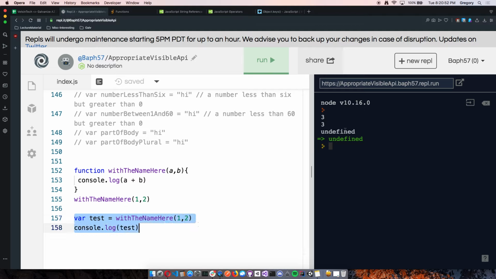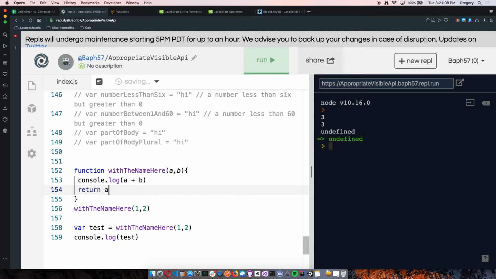This is the undefined. Line 157 and 158 is where we're getting undefined because I'm not actually returning a value that I can save. I'm just console logging it, which again the computer ignores. So instead of console, well actually I could just leave that. If instead of console logging, if I return A plus B, now that undefined will be gone.